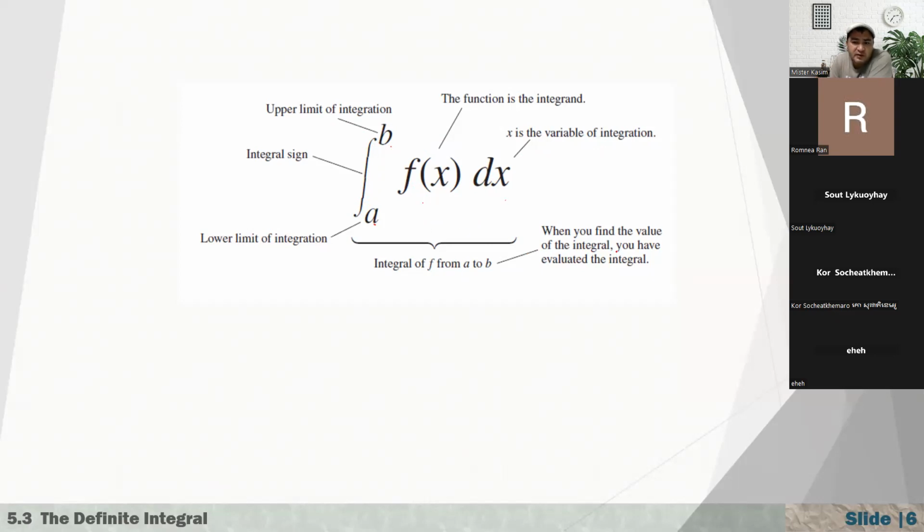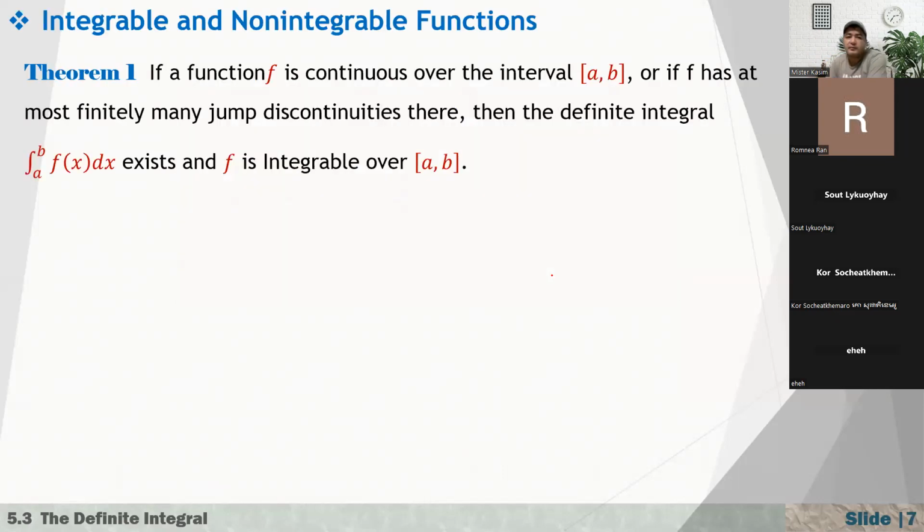When you find the value of the integral, you have evaluated the integral. We have no idea yet how we are going to evaluate this. What I know here is the definition that if f of x is a positive function over the interval [a, b], then this integral gives us the area under this curve.